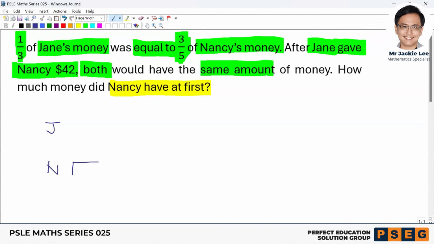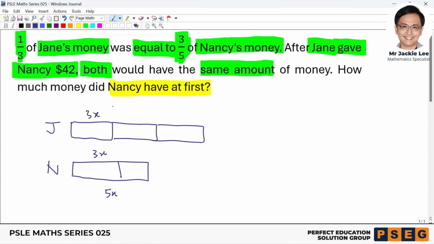Let's say Lancy has 5x. So 3x will be the same as 1/3 of Jane. So Jane should have something like this, 3x, 3x, 3x, right? So this one will align properly. Then afterwards, Jane is going to give Lancy $42. They're the same, right? So here, transfer over $42.